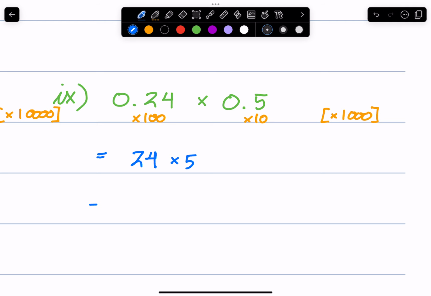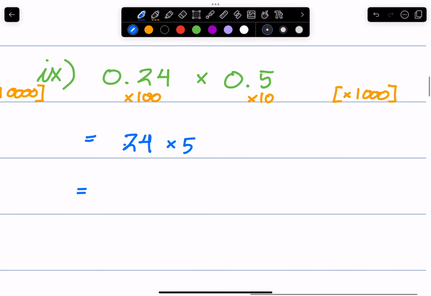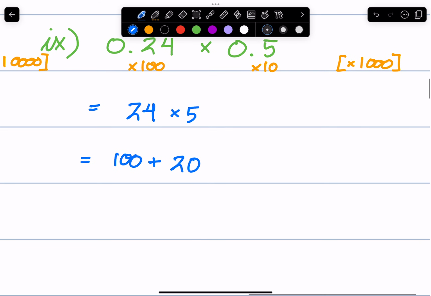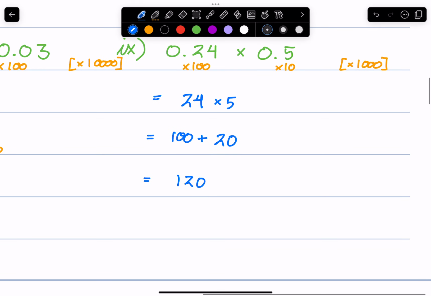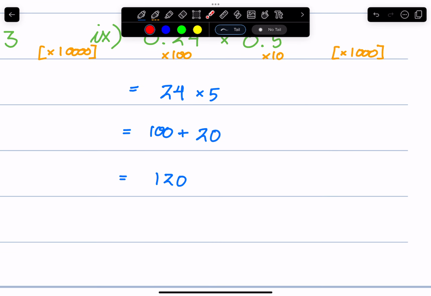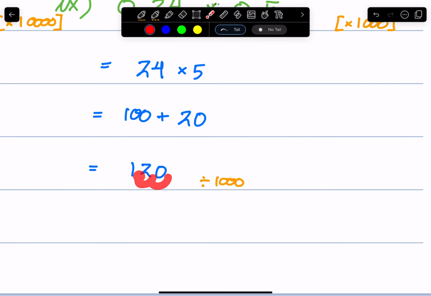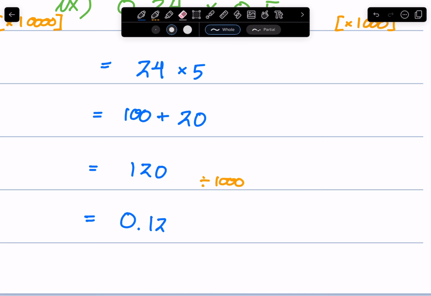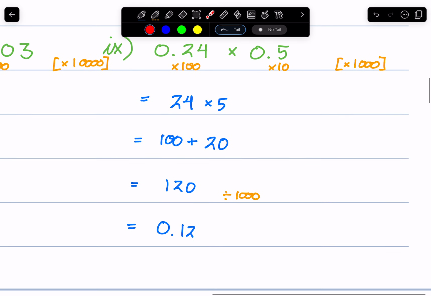24 times 5. Well, we can just break this up. 20 times 5 is 100, plus 4 times 5 is 20. This gives us 120. And so we need to reverse this by dividing by 1000. That moves the decimal place 3 spaces back to the left. So 1, 2, 3. That gives us 0.120. We can put that 0 in the front. But since we don't need to write zeros if they're behind decimals, we just leave it as 0.12.